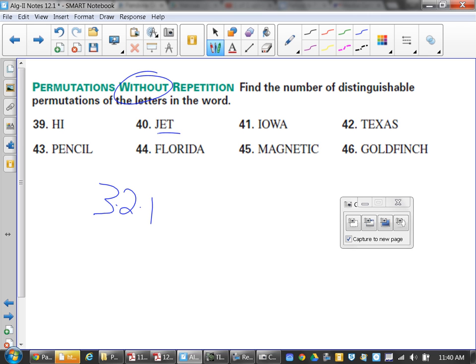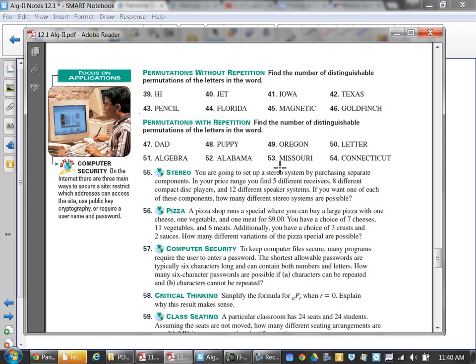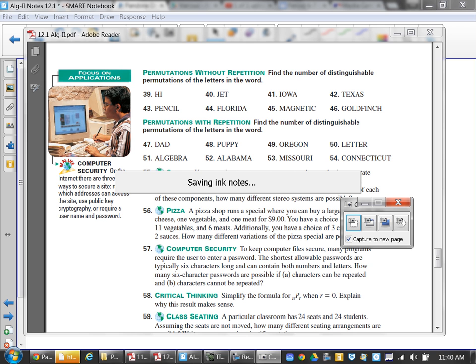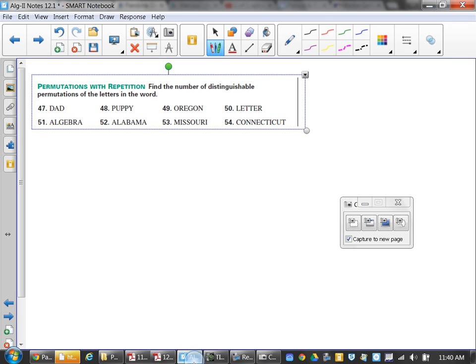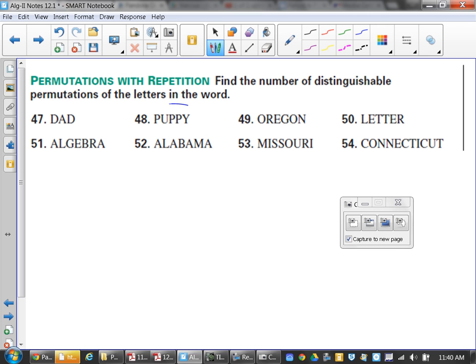Yeah. So in Florida, how many letters are there? 7. So wouldn't that just be 7 factorial? Yeah. The difference between that and the second set is that they're dealing with repetitive values. I'm going to show you how this works a little bit cleaner than I might have done yesterday. If I'm looking at the word puppy, because we're worried about repetition, how many letters are in the word puppy? 5. So the 5 factorial goes in your numerator.